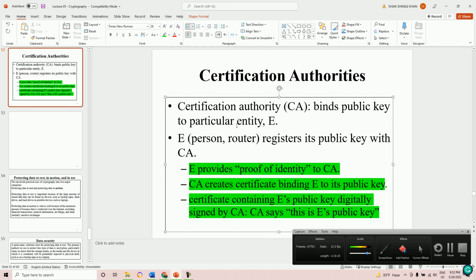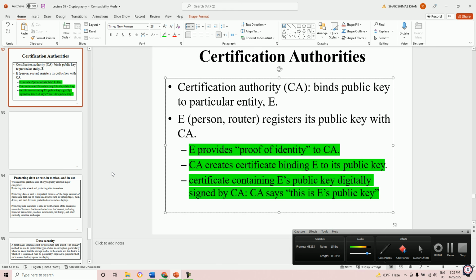So students, how does a certificate authority create a certificate? The entity provides proof of identity to the certificate authority. The certificate authority creates the certificate and inserts the entity's public key. The certificate which contains the public key of the entity is digitally signed. Okay, and the digital signature is also inserted into the certificate.